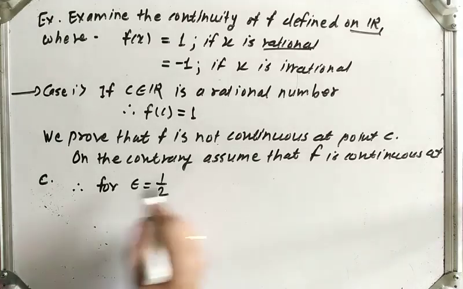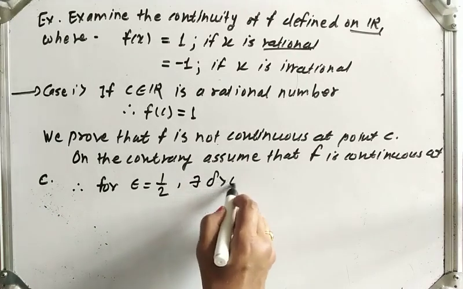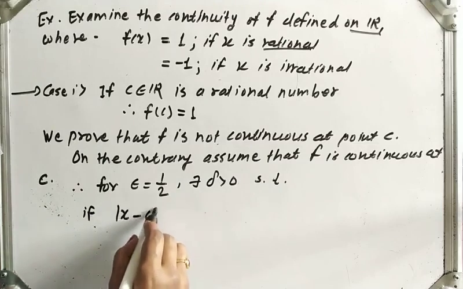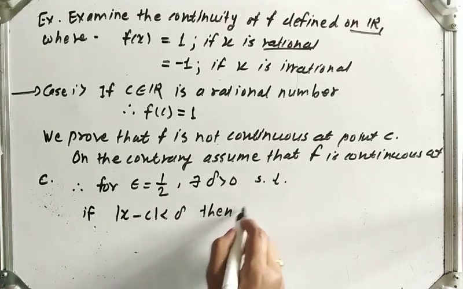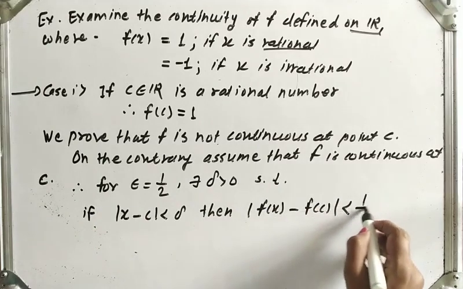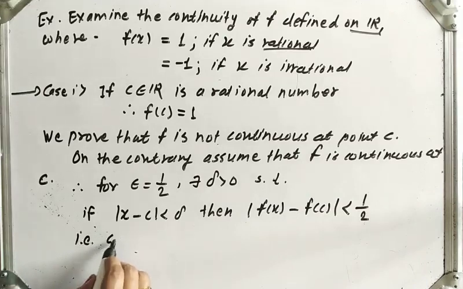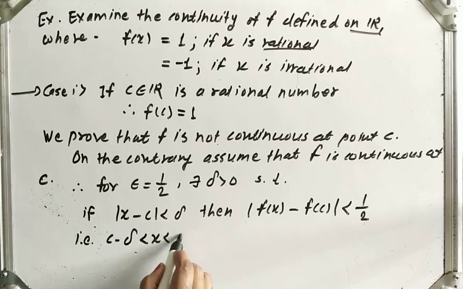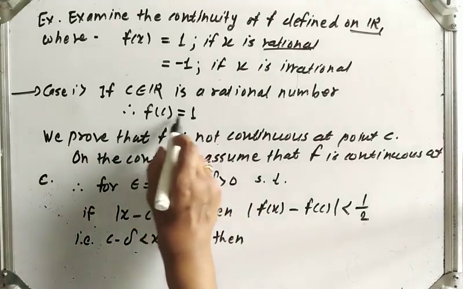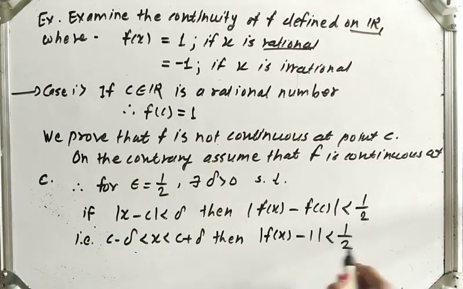As function f is continuous at c, therefore for epsilon greater than 0, there exists delta greater than 0 such that if mod of x minus c is less than delta, then mod of f of x minus f of c is less than epsilon. Epsilon we have taken as 1/2. That is, we can write it as c minus delta less than x less than c plus delta. Then what is f of c? The value of f of c is 1. Then mod of f of x minus 1 is less than 1/2.